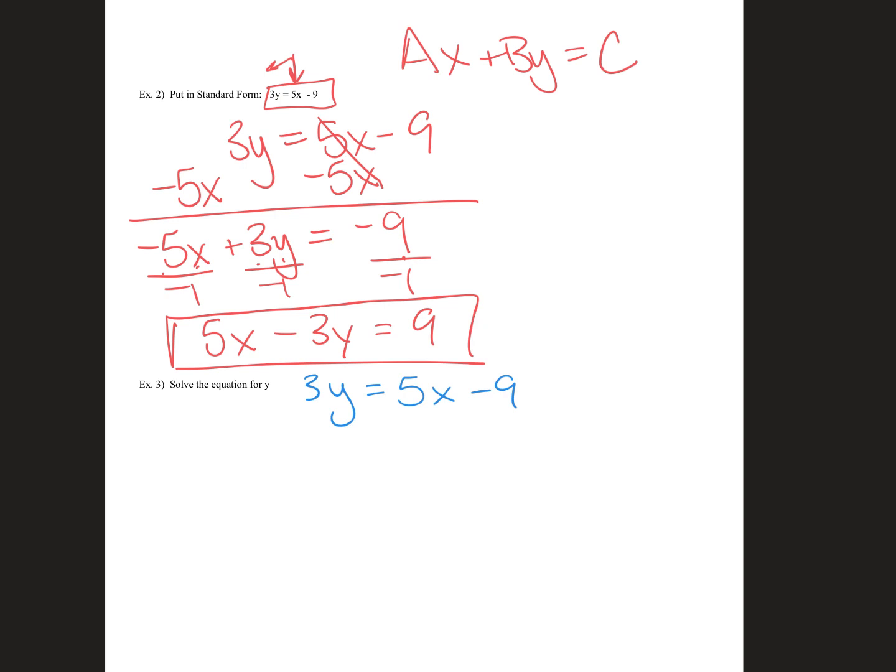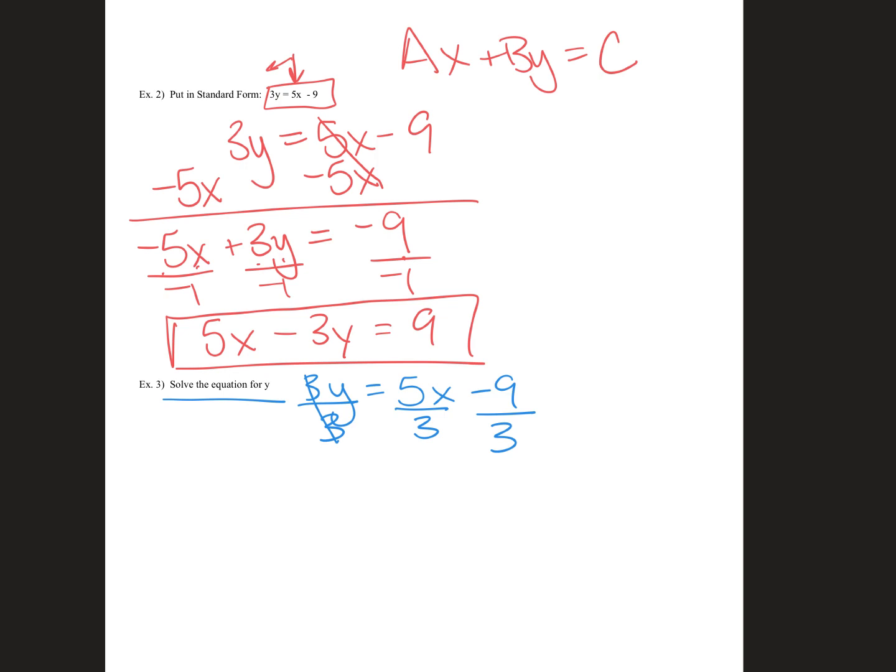Next, we need to solve this equation for y. The equation is 3y equals 5x minus 9. So basically, we need to put this in y equals mx plus b form. That's what it means when it says solve for y. I need the y by itself. So what's attached to my y right now? It's just the 3. So I just need to get rid of this 3 by doing the, I think it was the last step, divide everything by the coefficient. So everything is going to get divided by 3.